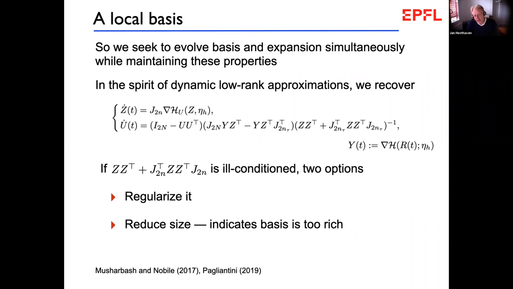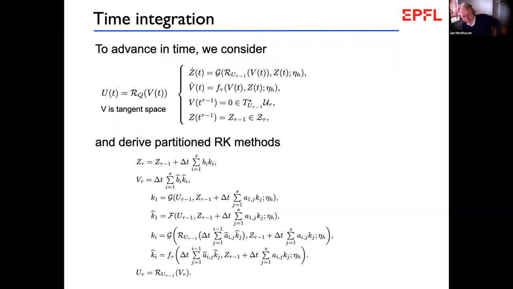And you can see here that this is where the full rank condition comes in, because if that operator doesn't have full rank, we can't compute this inverse. So if that operator becomes extremely ill-conditioned, there are two things to think about. Either you need to regularize it somehow, which we typically do, or you could simply say, well, if it's really far from full rank, then it suggests that the basis is too rich, and then you should probably reduce it. So reducing the size of the basis is actually pretty simple. You just cut away, and you can look at that. Now, to advance in time, I'm not going to have time to do this because this is where it gets a little bit involved.